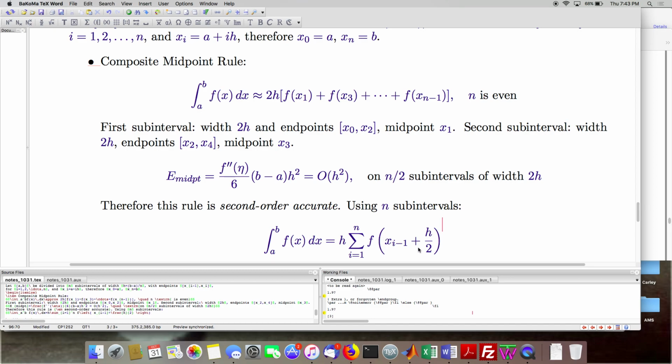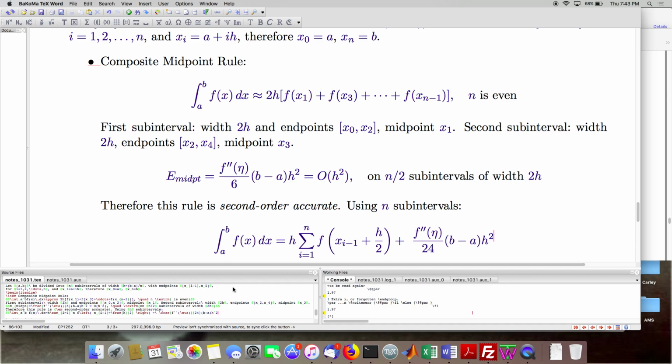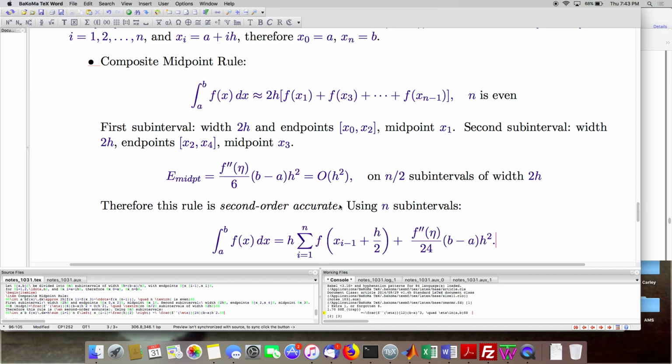So here it's the same idea. We have an interval of width h. So we've taken the midpoint of that by taking a left endpoint plus half the width, so h over 2. And in that case, the error is going to be f double prime at an unknown point over 24 times (b minus a) h squared. So that changes the constant, because here we're using twice as many subintervals.